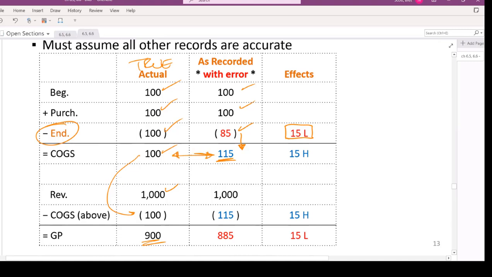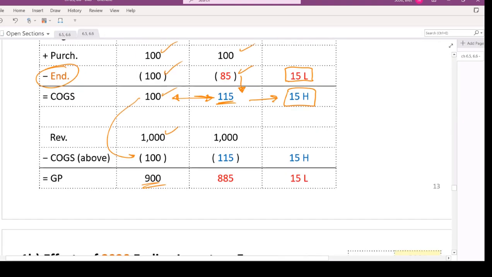In this case, you can see that by having ending inventory be too low, cost of goods sold is going to be too high. That's a pattern. If ending inventory is too high, cost of goods sold would be too low in this case. But here we're saying that ending inventory is too low, cost of goods sold is too high. How does that affect the income statement? Assume revenue is okay. Cost of goods sold being too high means gross profit is too low.